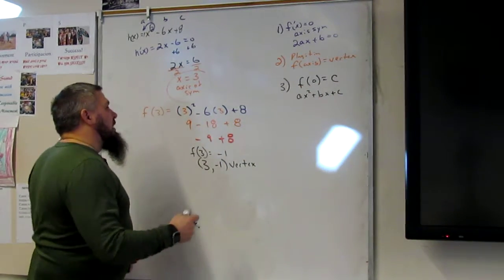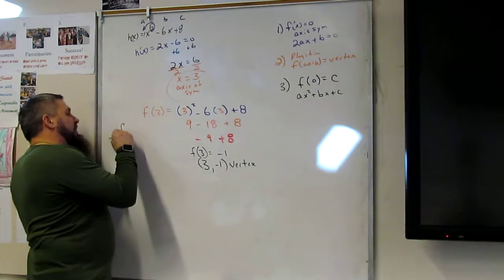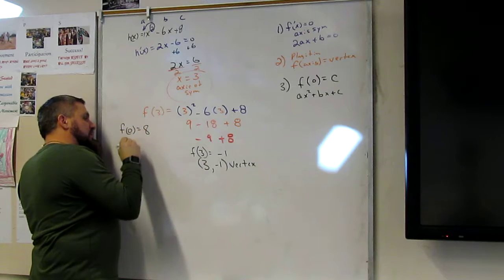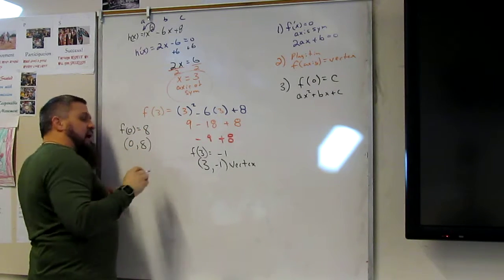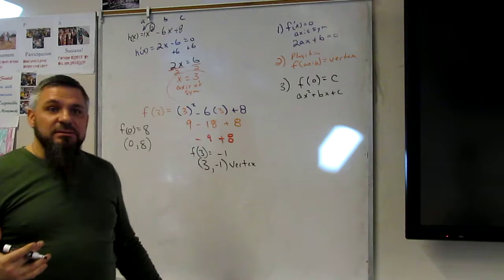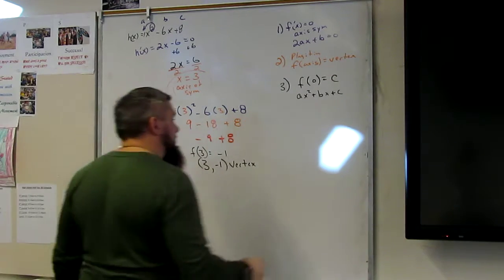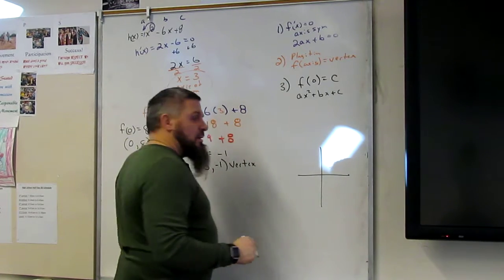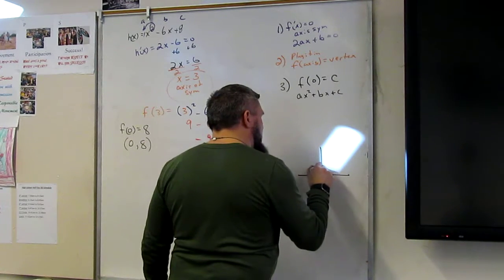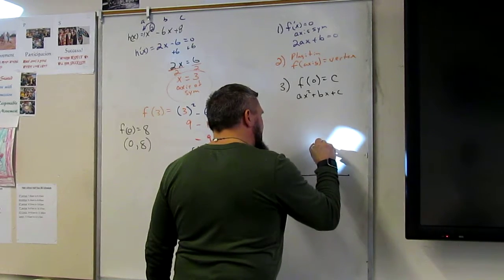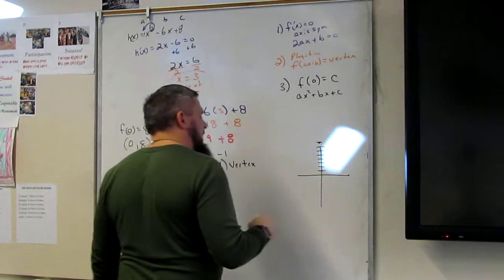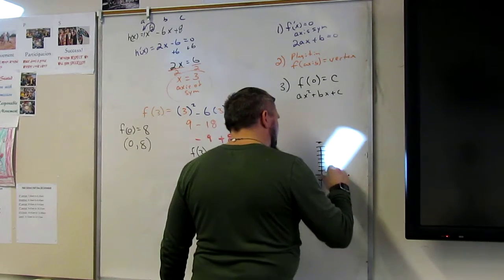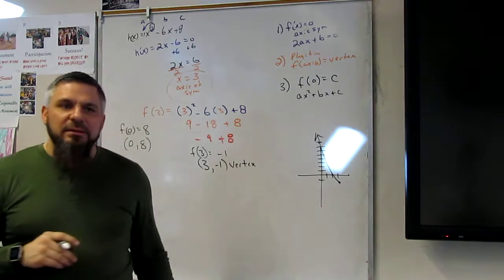Okay? So f of 0 should give me 8. So I have 0 and 8. And that's the next point. Right? And I can graph those. So I graph 0 and 8. 1, 2, 3, 4, 5, 6, 7, 8. And I graph 3, negative 1. And there's my graph. Right?